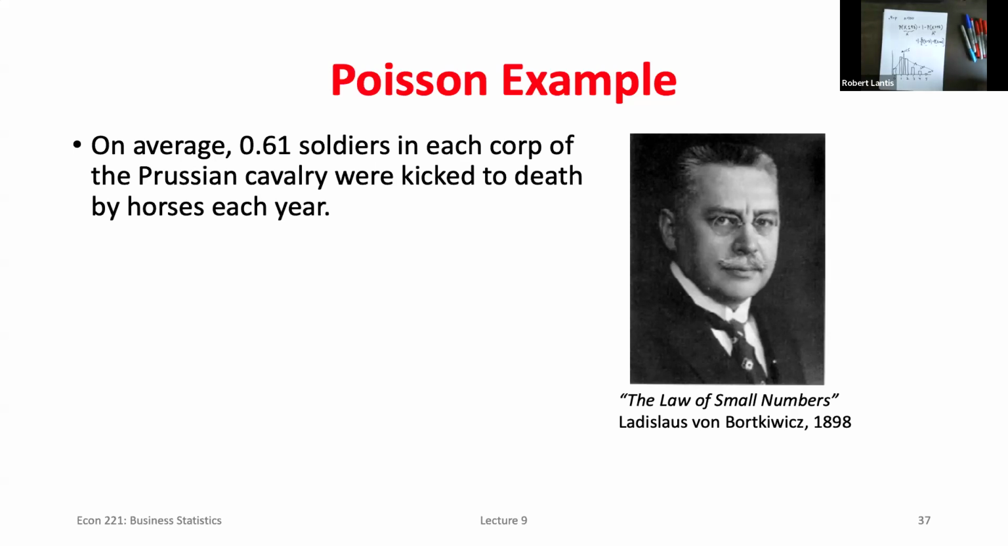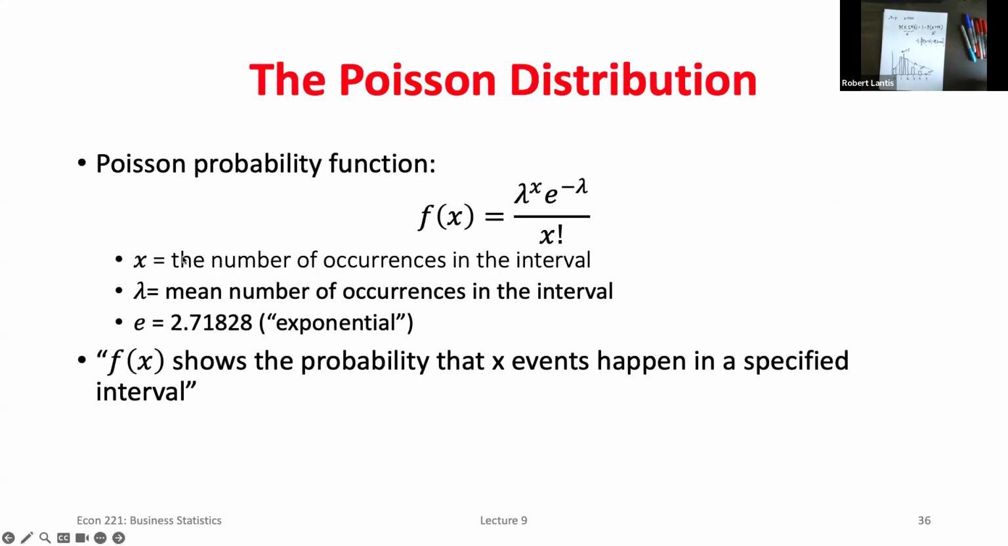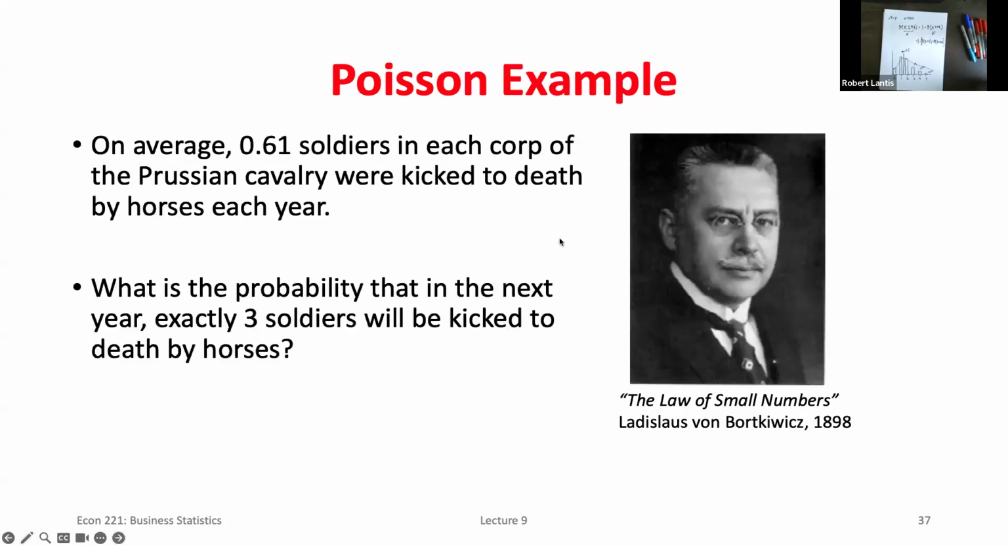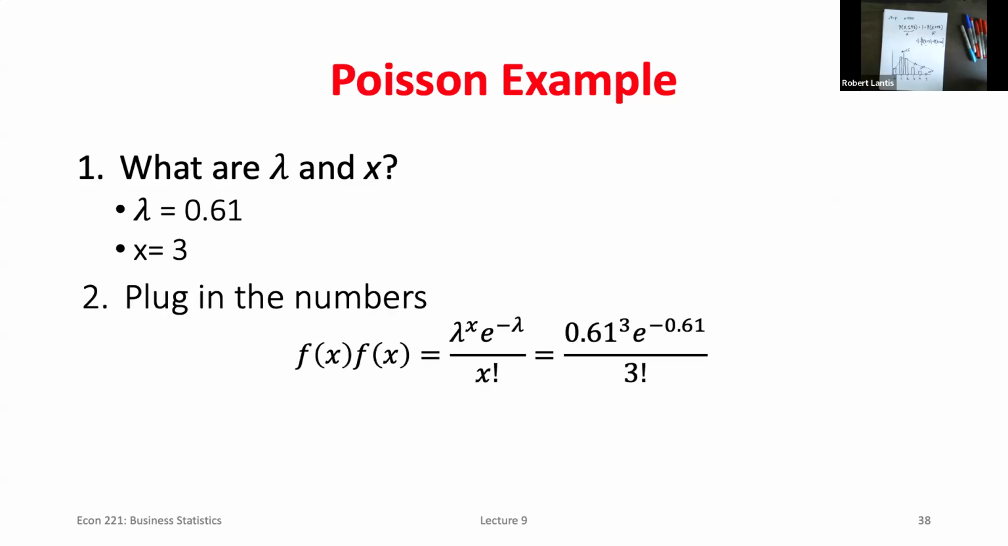So we have the average, lambda 0.61, for our time interval, which is a year. So what's the probability that we have an abnormal year here instead of 0.61 soldiers? What's the probability we have exactly 3 soldiers get killed by horses this year? Well, the X we're interested in is 3. Lambda is 0.61. Notice all we need are X and lambda. We always have e. So it's just a matter of figuring out what my average rate is over the interval, finding the number of occurrences I want to find, which is 3. It's just a matter of plugging everything in.